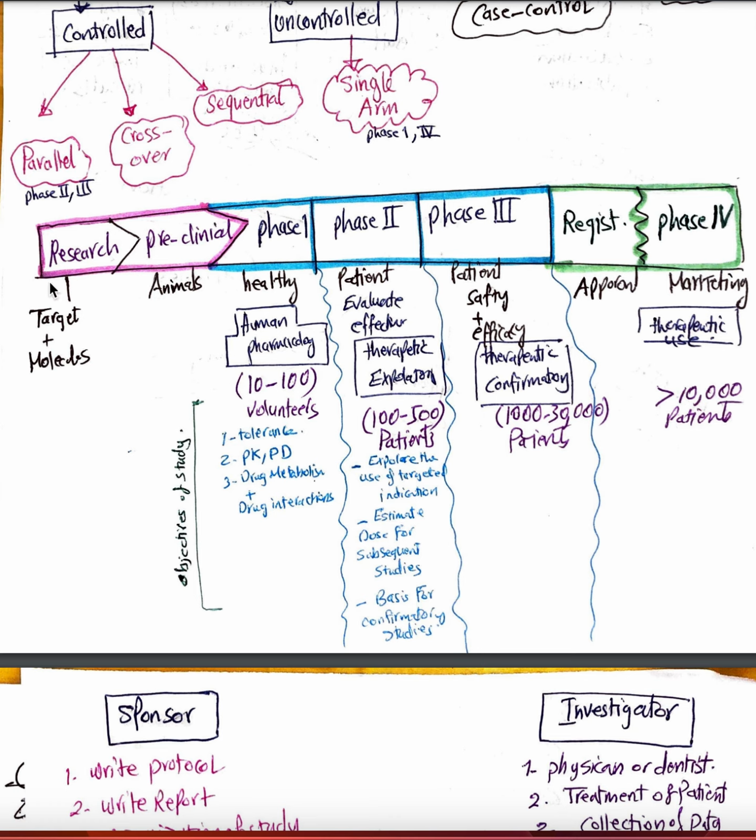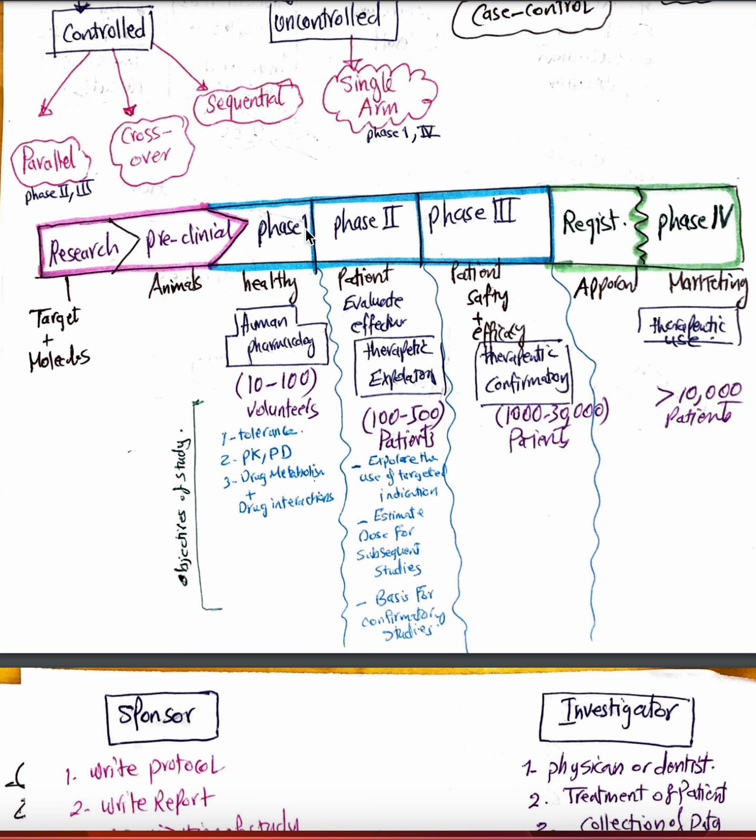So this is the first one, like a research, and then the preclinical, which is where we do experiments on animals. Then we come to phase 1, which occurs in healthy individuals, the volunteers, but make sure that they are healthy. The number is from 10 to 100 volunteers, and we name this phase human pharmacology because we give them this treatment to see the pharmacodynamics, pharmacokinetics, tolerance, metabolism, and interaction in healthy individuals, and usually the number is between 10 to 100. Then we go to phase 2.